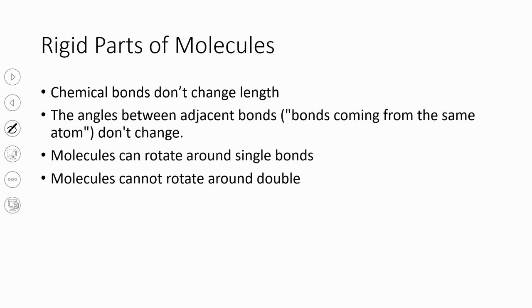So these are some things to remember. The bond length is not going to change, so it's not going to all of a sudden grow and change the distance. No. The angles between bonds coming from the same atom don't change. So even if I'm spinning this around a single bond, the distance between these two hydrogens is going to stay the same because they're attached to the same atom. And then remember, molecules can rotate around single bonds, and they cannot rotate around a double or a triple bond. Okay, so let's look at this Alex topic.